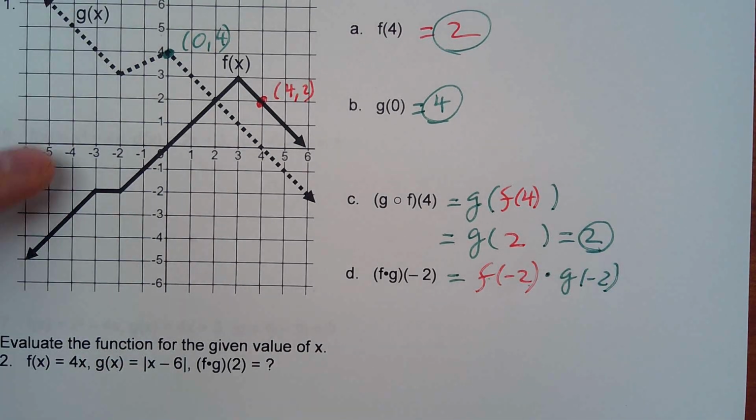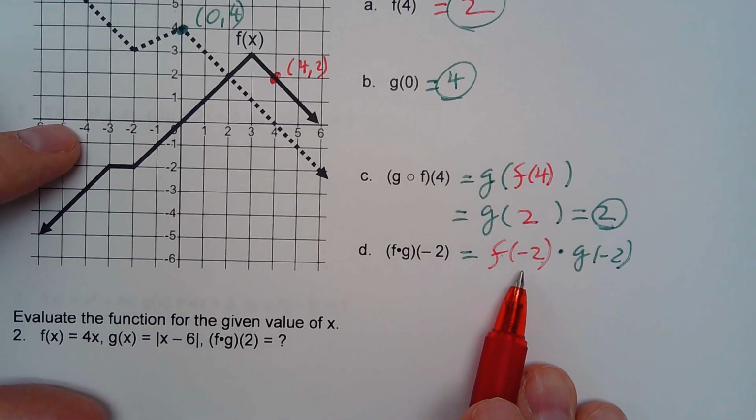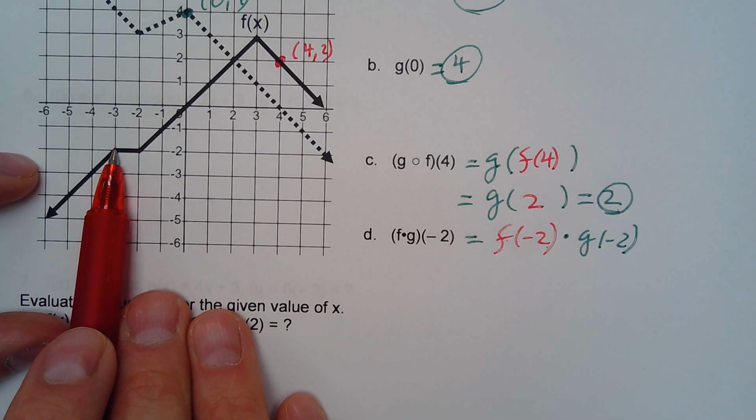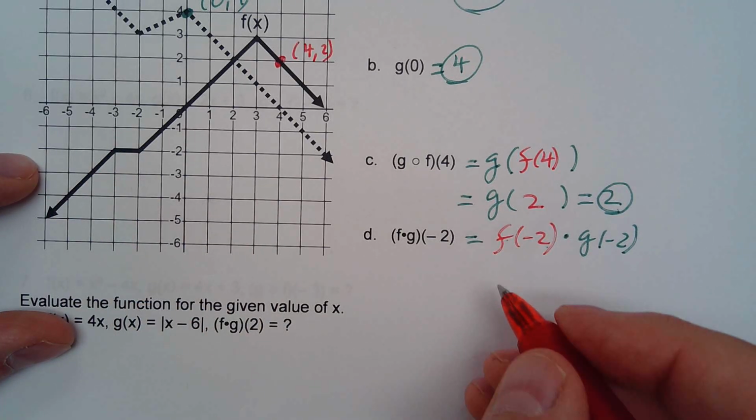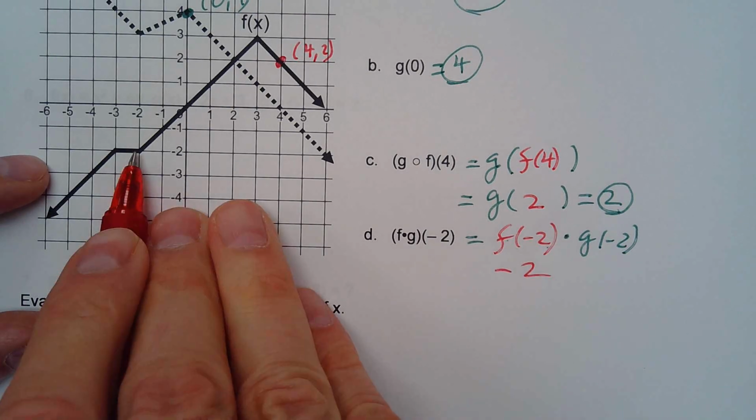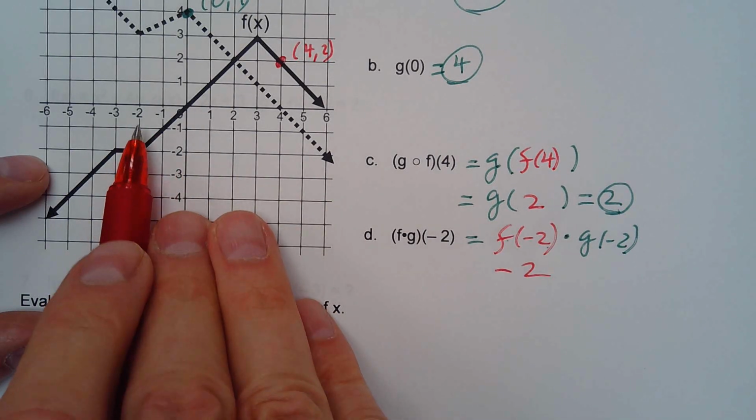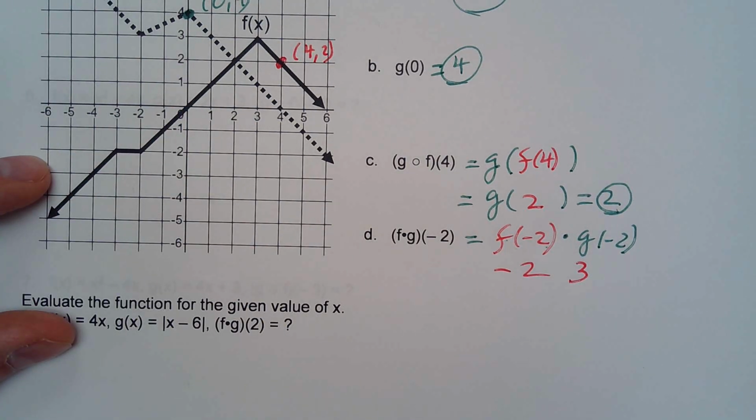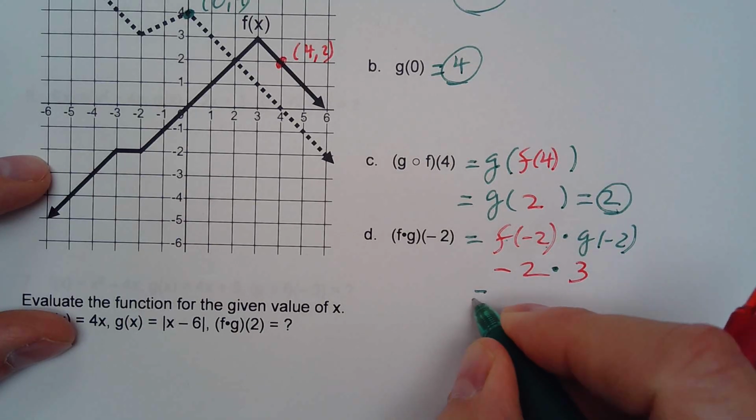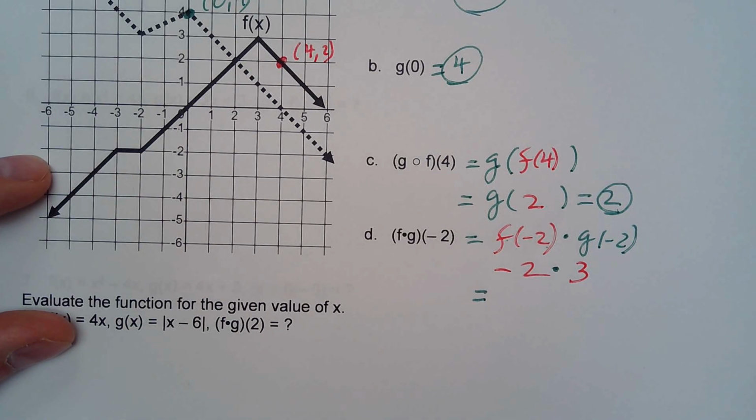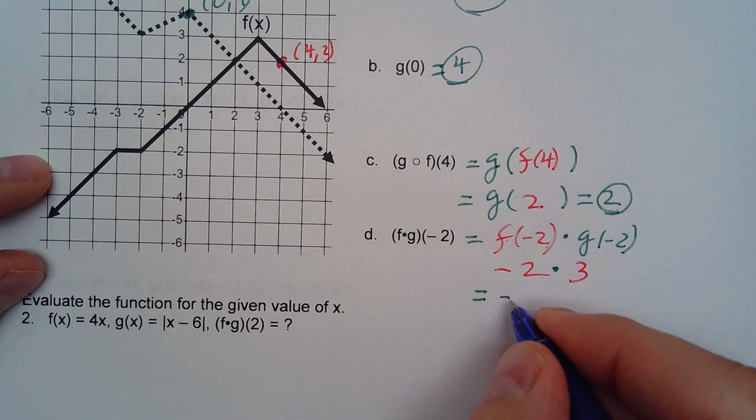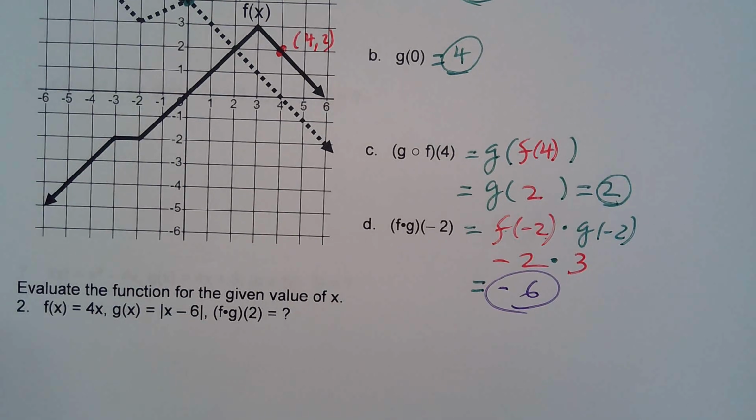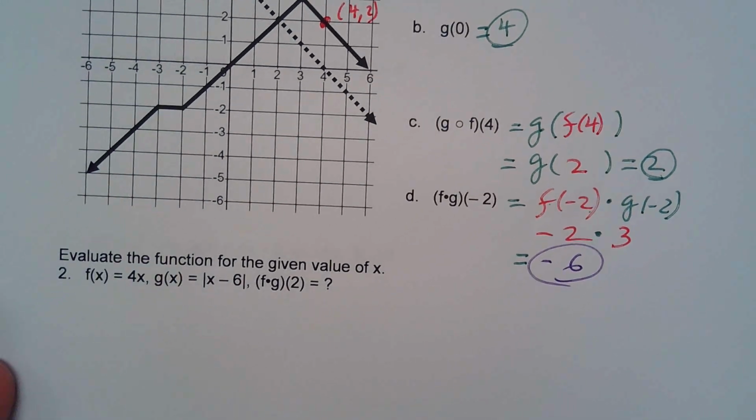So, looking at f of -2, I'm going to my graph. F of -2 here is -2. G of -2 is 3. And remember here I'm multiplying, so I've got to take -2 times 3, and that's going to give me -6. All right, let's go ahead and look at some more examples.